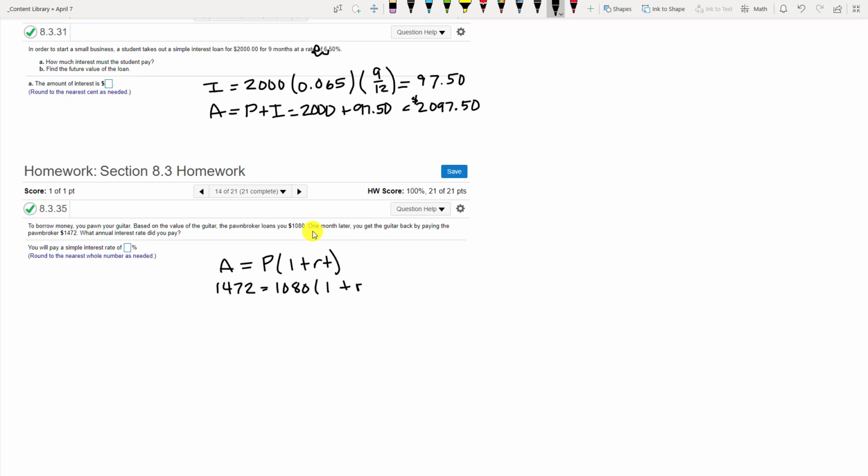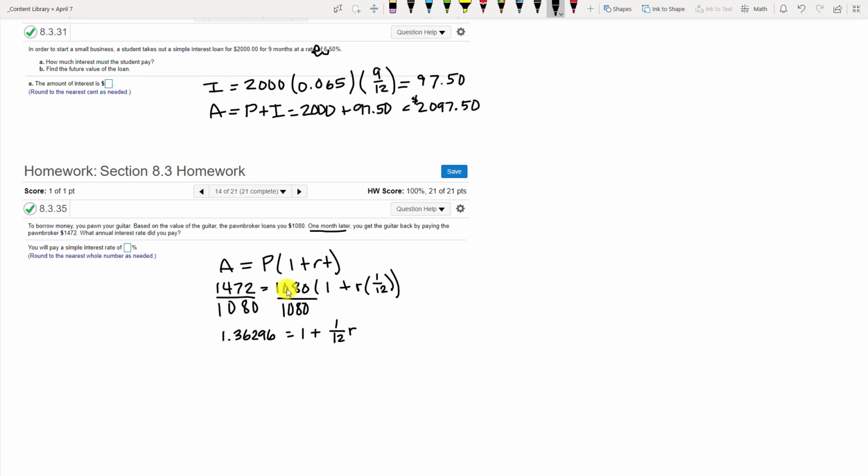And now here's the trick. Also, one other trick here. 1 month later, just as above, we're going to write that as the fraction 1/12 because we must use years. All right, so in algebra, if we want to solve for R and we have 1,080 outside in parentheses, we have to do a little basic algebra step of dividing both sides by 1,080. And on our calculator, we get 1.3629629. The 629 repeats forever.